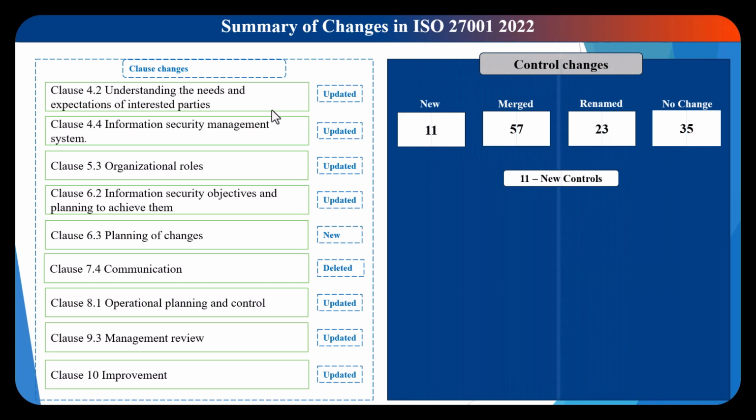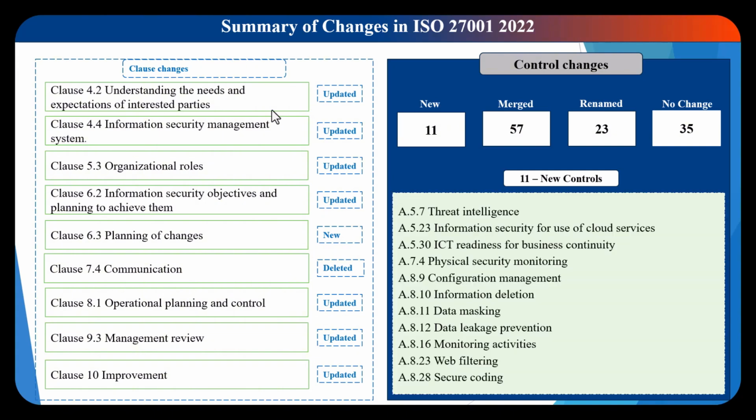Now let's talk about the updated controls. There have been 11 new controls introduced in this version, 57 merged, 23 renamed, and 35 of the controls have no changes. Here's a list of 11 new controls, and you can find this in the annexes.